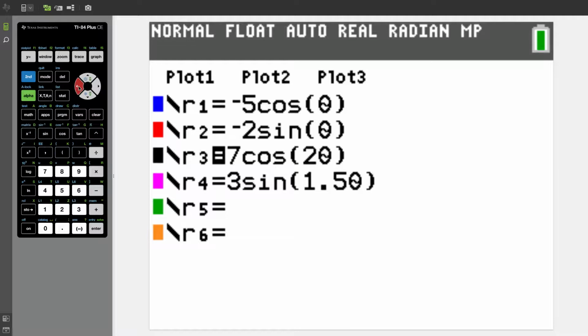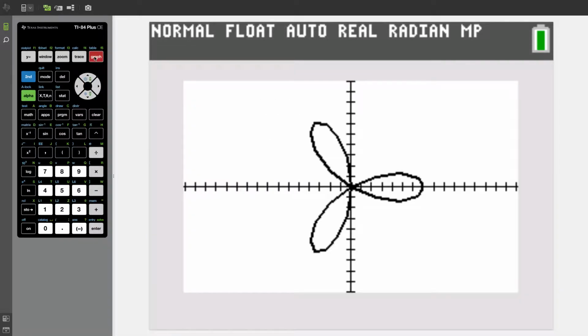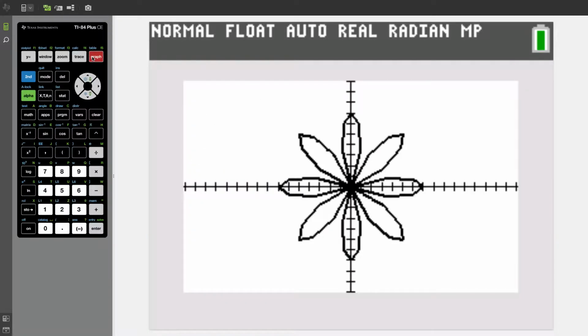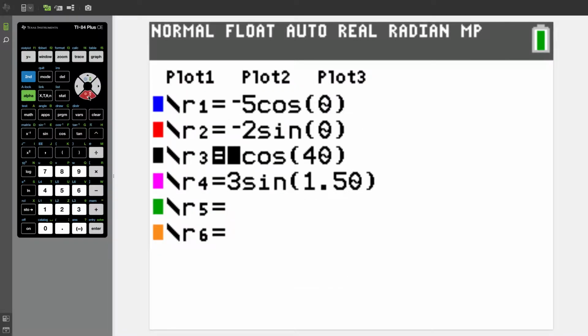Okay, let me change N. So instead of 2 theta, I'm going to do 3 theta. Petal length is still 7, but now how many petals do I have? 3. Okay. I'm going to go down and I'm going to change it to 4. Petal length is still 7. How many petals do I have? 8. Anybody want to take a guess when we change it to 5, how many petals there will be?